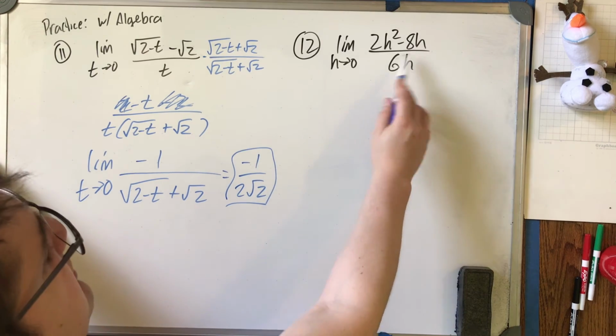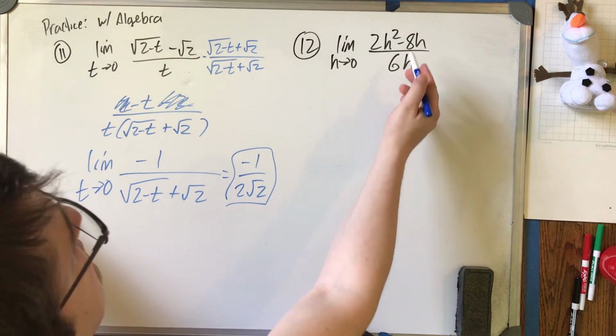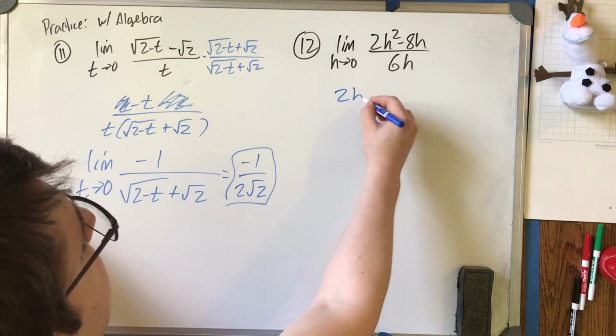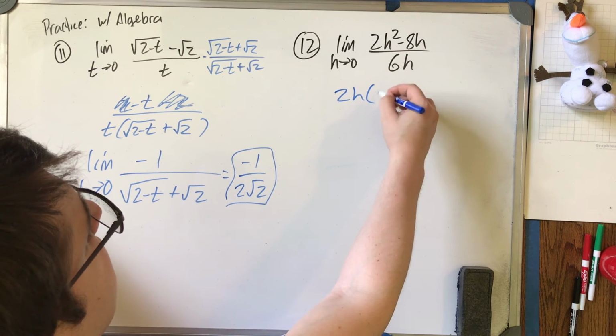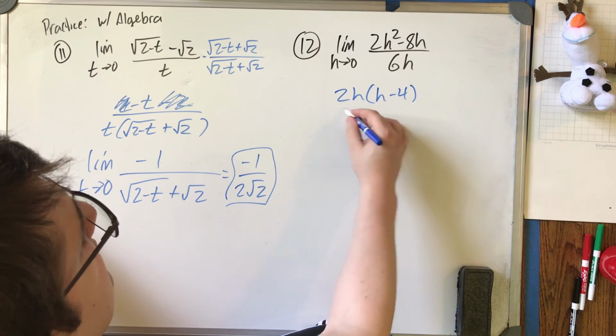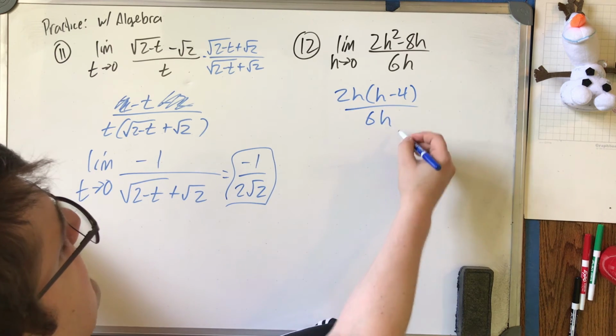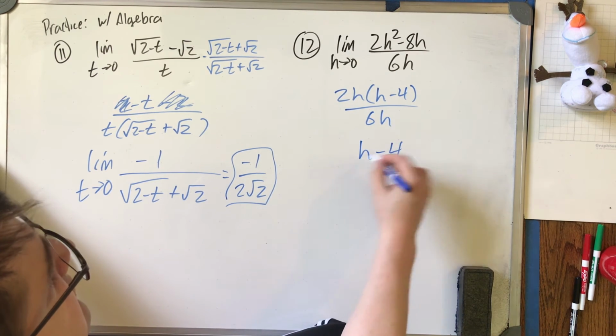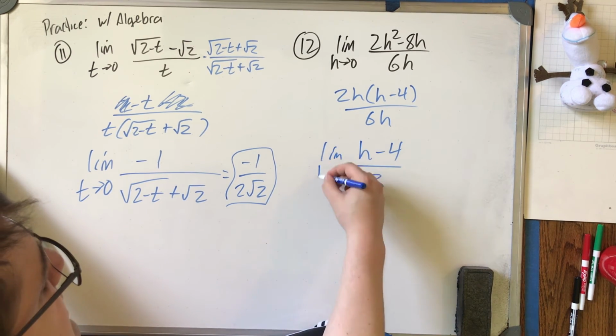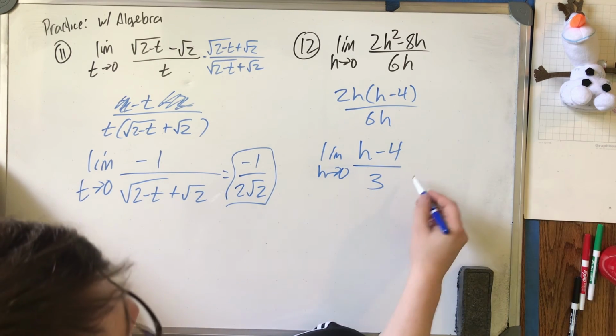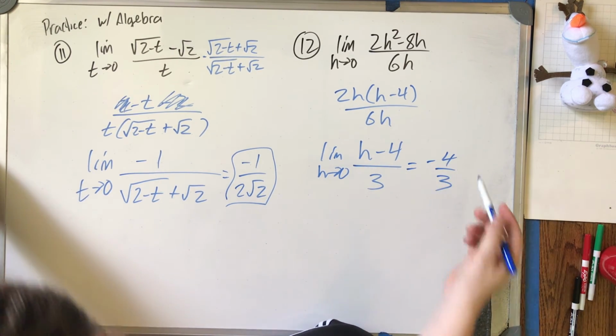For 12, we go to direct substitute, and get 0 in the bottom, so I'm going to factor out what I can. The top can factor out a 2h, so I'm going to be left with h minus 4 over the 6h. Let's simplify this. We get h minus 4 over 3, limit as h is approaching 0. I can direct substitute, and I get negative 4 thirds.